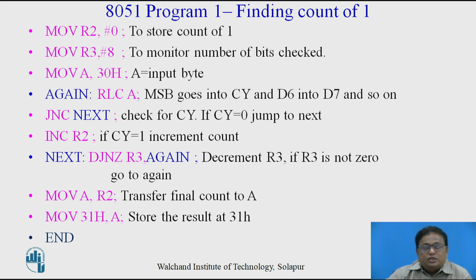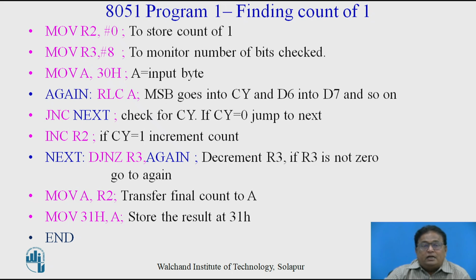Now the program is shown here to find the count of 1. We start with the initialization of counters. First, the R2 register is used to store the result, that is the count of 1. Then the R3 register is used to check how many bits are tested. Then take the number into the accumulator. The number is stored at address 30, and we take it into the accumulator.